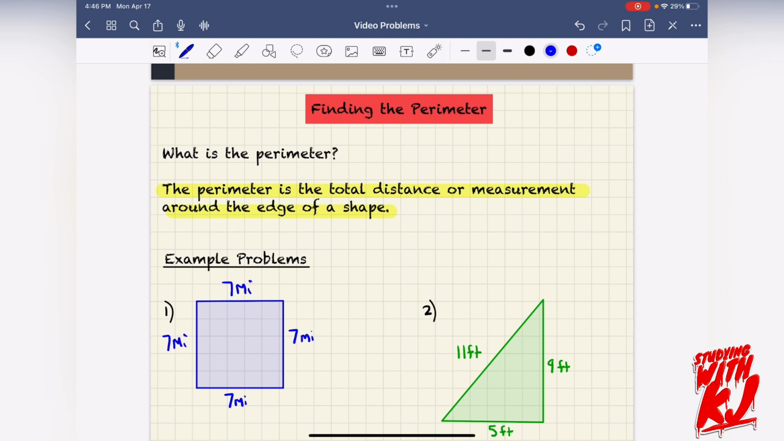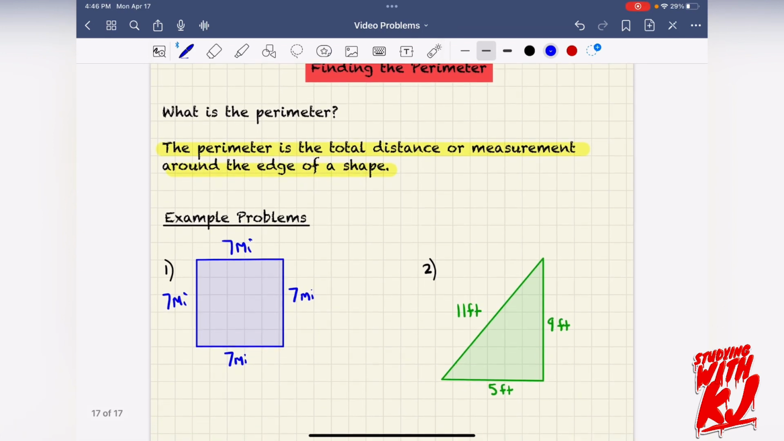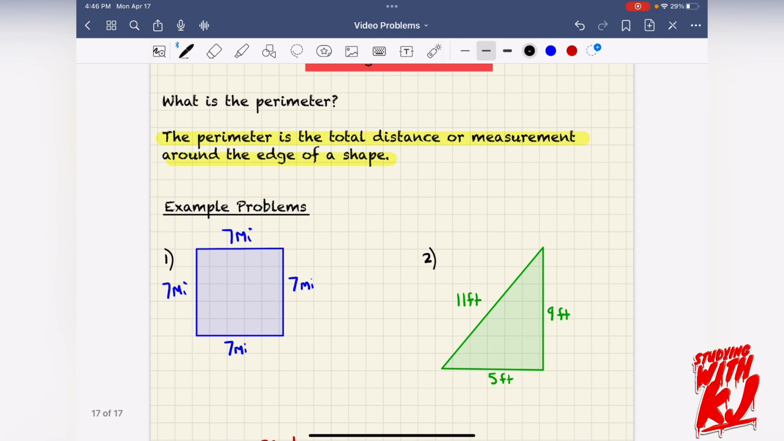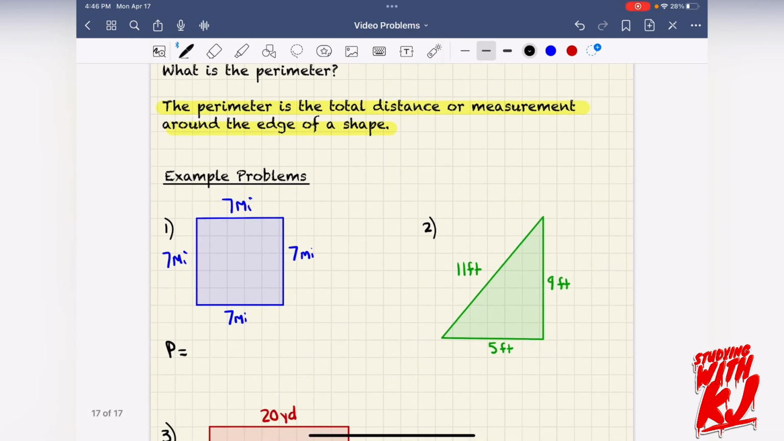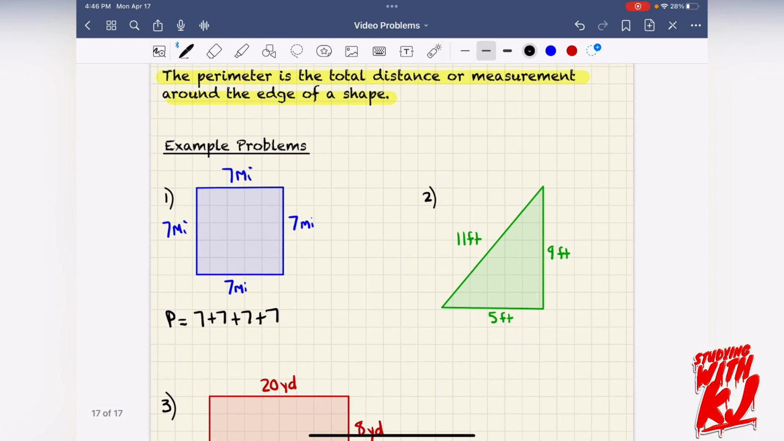So now that we know the distances of all our sides of the square, then we can go ahead and find our perimeter. Now we'll write P for perimeter. In order to find the perimeter, we must find the sum of all the sides. So we know that we have 4 sevens that we need to add. So 7 plus 7 plus 7 plus 7. Now 7 plus 7 plus 7 plus 7 is 28. So our perimeter is 28, but we can't forget our unit of measure. And our unit of measure for example problem 1 is miles. So our perimeter for example problem 1 is 28 miles.